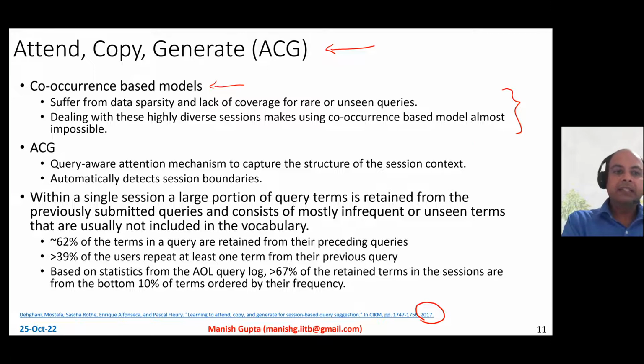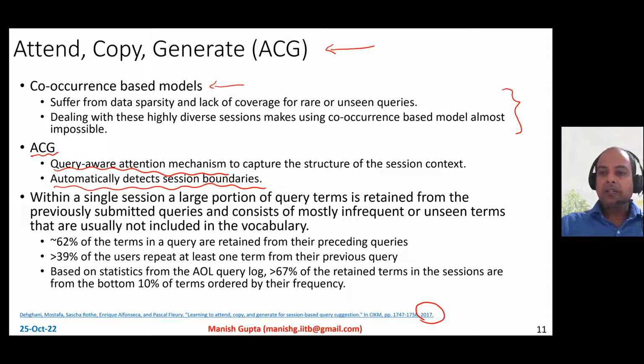ACG is the attend copy generate method, which has a query-aware attention mechanism to capture the structure of session context, as we will see in the architecture on the next slide. And the other interesting part is that it automatically detects session boundaries. So you don't need to feed in the session boundary. Typically, in the search world, a session is considered as a contiguous sequence of queries such that the maximum gap between any two queries is less than 30 minutes. Like, 30 minutes is a heuristic thing, and people just use it for the sake of it, right? So as is, session boundaries are not very clear. This model nicely captures this aspect too.